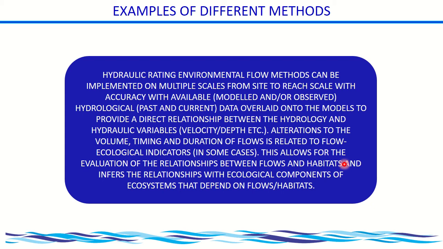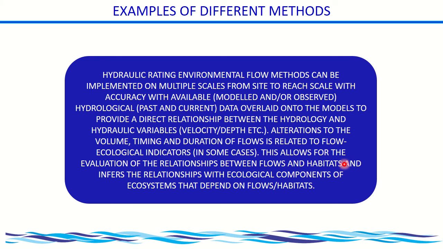Very simple. This is now comparing. Hydraulic rating environmental flow methods can be implemented on multiple spatial scales. You can apply it on different levels, again, spatial scales, with accuracy of available model and/or observed hydrological data overlaid onto the models. What models are we talking about here? These hydraulic models, which Dr. van der Waal spoke to you about a little bit last week. Those models help you to link the flow that's coming down that river to the river itself. And the shape of the river and the slope of the river will give you an idea of how much habitat should be available in that river.